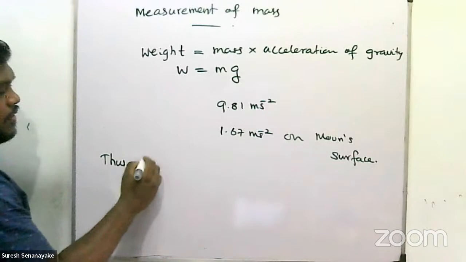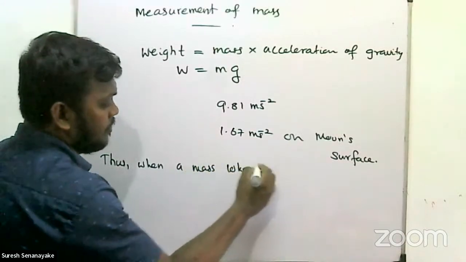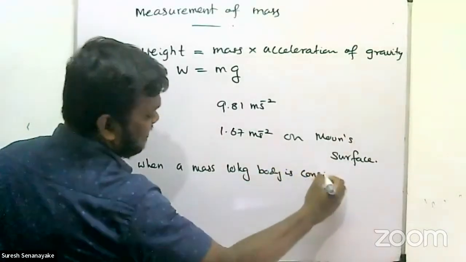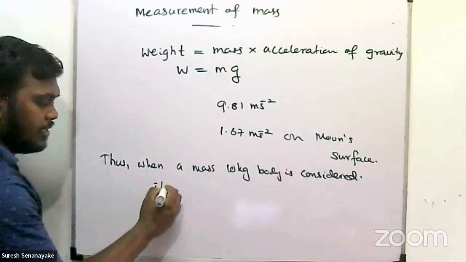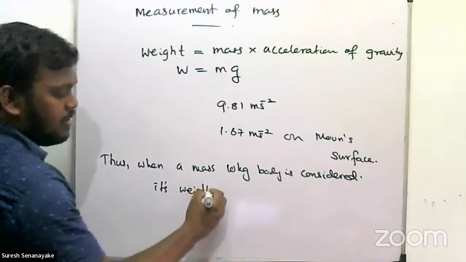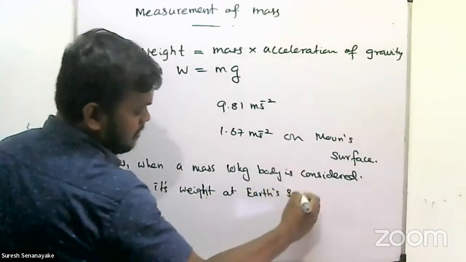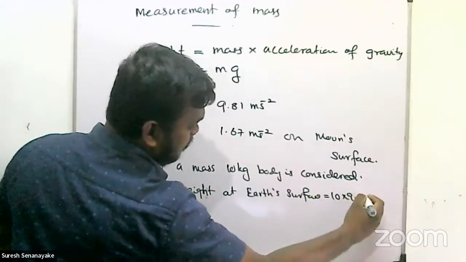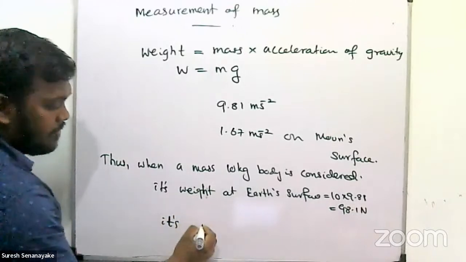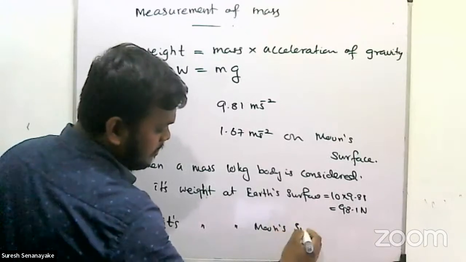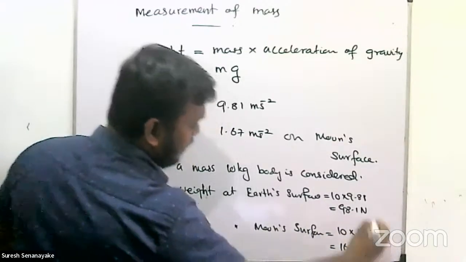Thus, when a body of mass 10 kilograms is considered, its weight at the Earth's surface is 10 into 9.81, that is 98.1 Newton, and its weight at the moon's surface is 10 into 1.67, that is 16.7 Newton. The weight is different for different places.